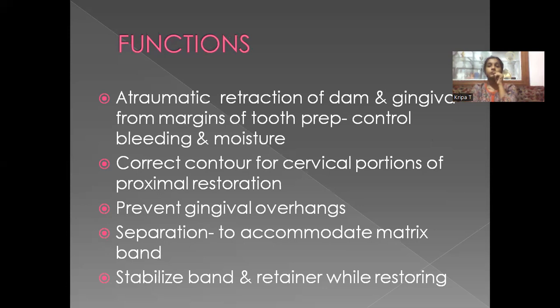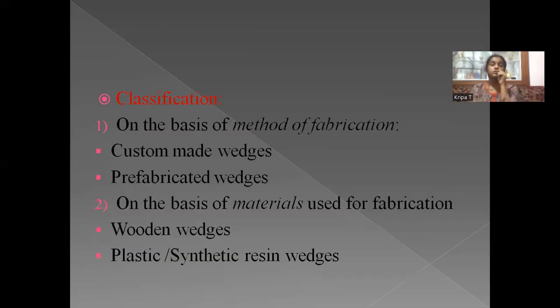Now, what are the functions of wedges? They provide atraumatic retraction of the dam and gingiva from the tooth margin to control bleeding and moisture, correct the contour for the cervical portion of the restoration, prevent gingival overhangs, accommodate the matrix band, and stabilize the band and retainer until the restoration is completed.